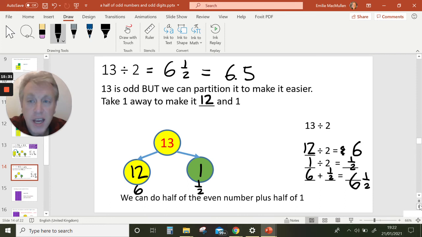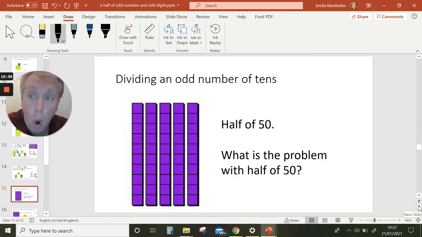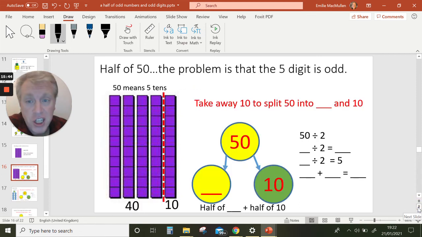Okay. So it's the same idea when we want to do an odd number of tens. Half of 50, 50 is 5 tens. The problem is that the 5 digit is odd. We can do almost the same thing. Here's our 50, 10, 20, 30, 40, 50. Now instead of taking away one unit, 1, we take away 10. We split the 50. So look, we split it into 40 and 10.